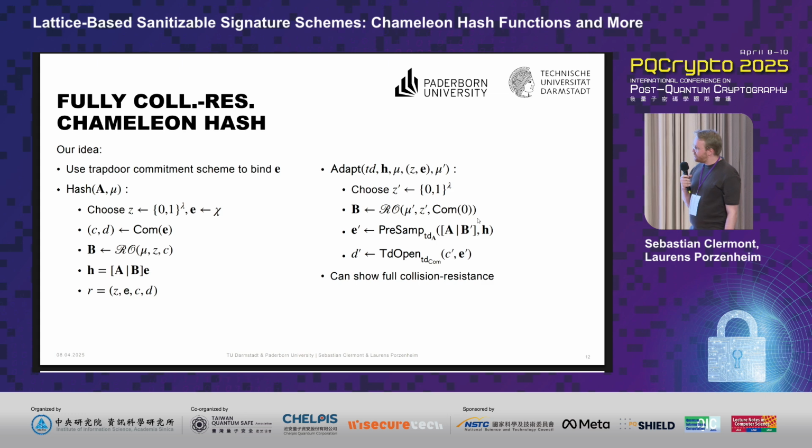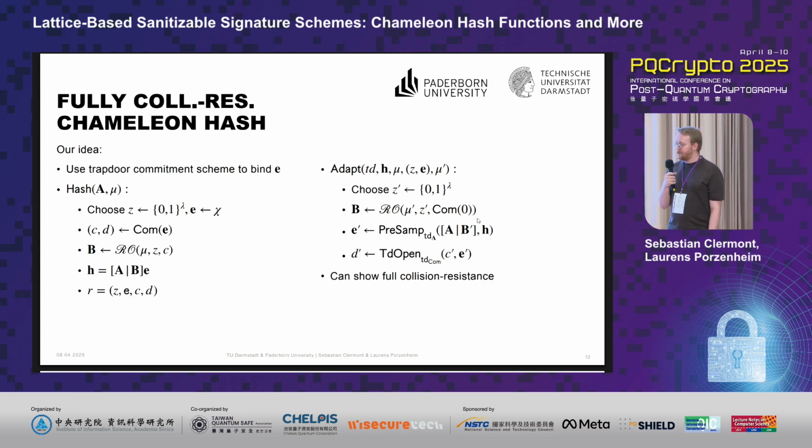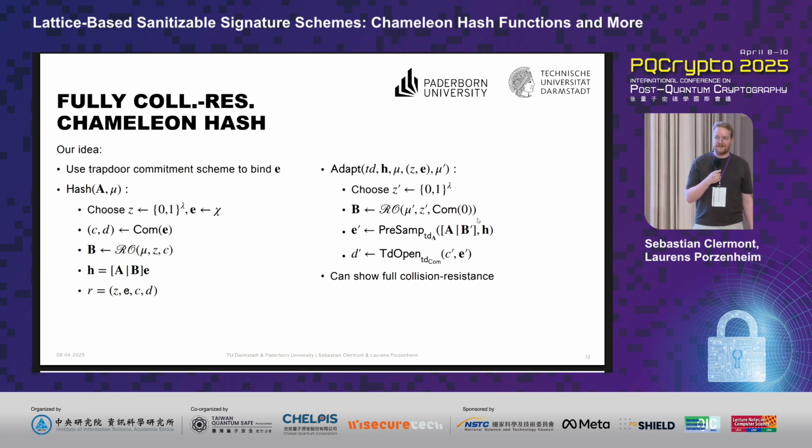We do need a trapdoor commitment scheme for that, so not only a normal commitment scheme, because in the end, in the adapt algorithm, we also have to be able to change what is in the commitment. You can see this here with this trapdoor open algorithm, but apart from that, it's relatively easy. You can show full collision resistance for this hash function. I won't show it to you because it's a relatively complicated proof, but it works.